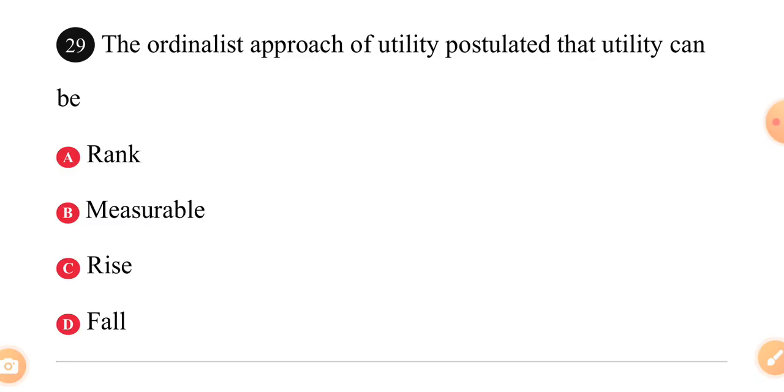The ordinalist approach to utility postulates that utility can be dash. A, ranked. B, measurable. C, rise. D, fall. The answer is A. It can be ranked. The answer to question 29 is A. Go and study everything about utility, both the calculation and all the rest.